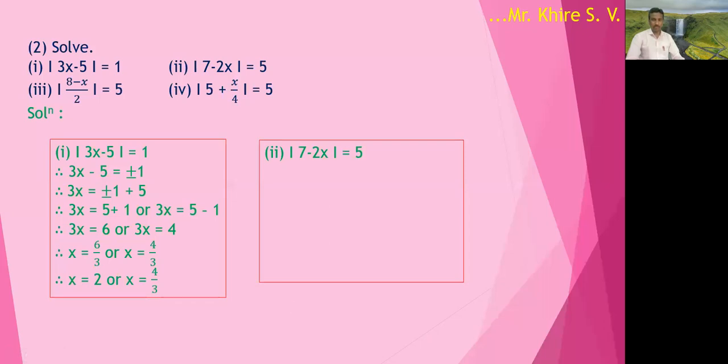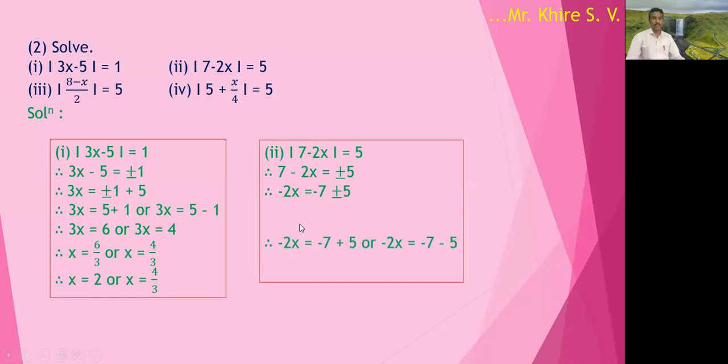Modulus or absolute value of 7 minus 2x is equal to 5. Now, if we remove this absolute sign or modulus sign, then the RHS side will become positive or negative, plus minus 5. Means 7 minus 2x is equal to plus or minus 5. Minus 2x as it is, this 7 goes to RHS side, it will become minus 7 plus minus 5 as it is.